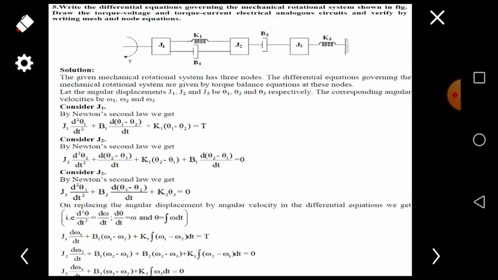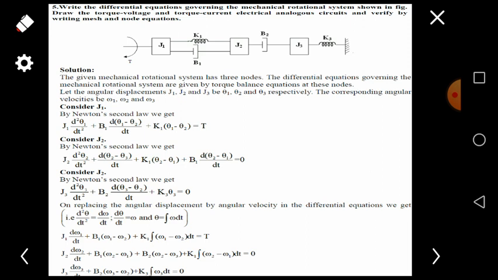Considering the mass 2, we are going to write the differential equation in terms of Newton's second law, that is applied force equals actual force. So J2 into d square theta 2 divided by dt square plus b2 into d of theta 2 minus theta 3 divided by dt, because b2 is connected in between J2 and J3. Therefore it will be considered in the equation of J2. So first we have to mention theta 2 first, so theta 2 minus theta 3 into dt.